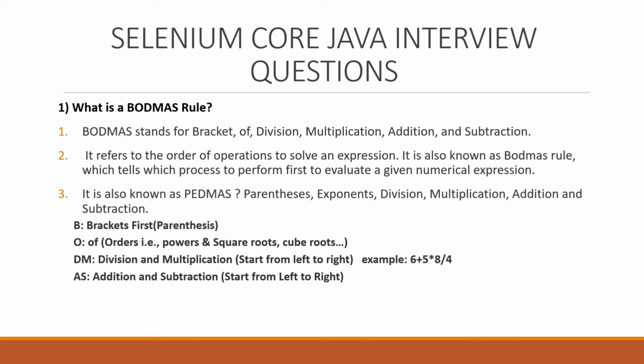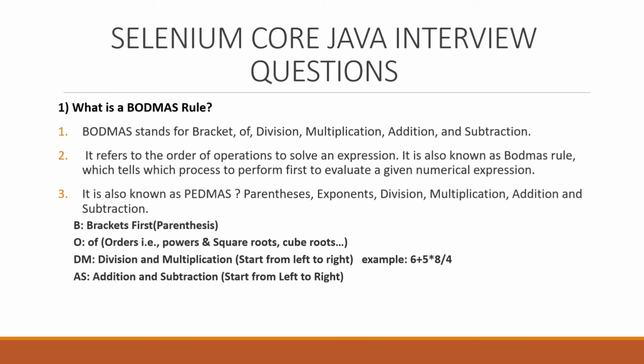The first B stands for brackets, that is parenthesis. O stands for orders, either powers, square roots or cube roots, and DM stands for division and multiplication. The process will start from left to right.